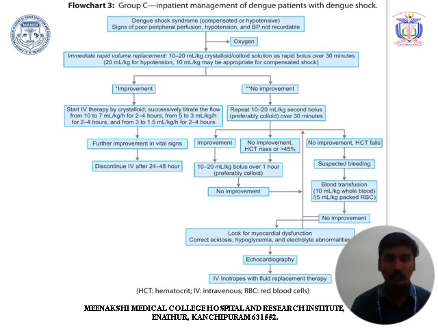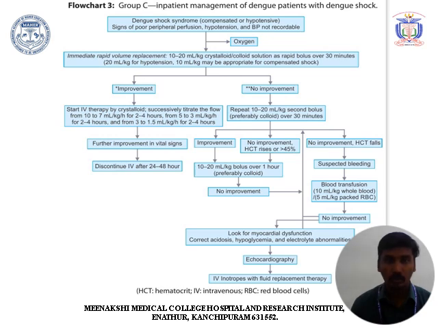If the patient has shock, whether compensated or decompensated, first we have to provide oxygen. If it is compensated shock, 10 to 20 ml per kg of NS should be administered over 30 minutes. If it is decompensated shock, we administer 20 ml per kg. We assess the improvement. If the patient has improved, we start IV fluid at 10 ml per kg per hour over 2 to 4 hours. If there is further improvement, we gradually reduce and keep at a maintenance of 3 to 1.5 ml per kg per hour, and then discontinue IV fluid after 24 to 48 hours.